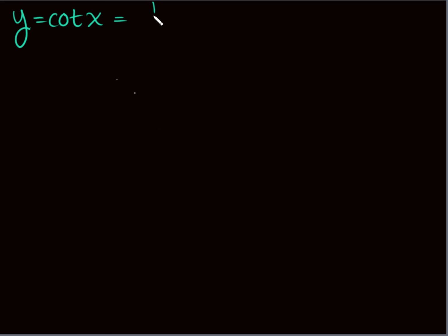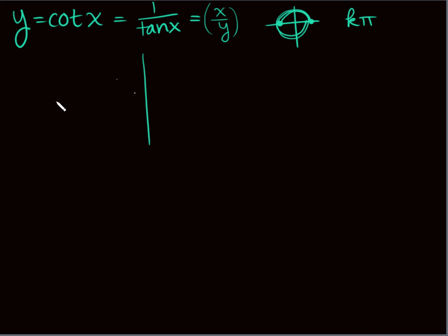So cotangent is 1 over tangent, right? And remember, tangent was y over x, so that's basically x over y, and don't let these x's and y's confuse you. I should have probably stayed with s's. But where are my asymptotes going to occur for cotangent? They are going to occur whenever y is 0, which is the x-axis, right? So basically at 0, pi, 2 pi, 3 pi, so basically at any k pi. So we're also going to see that cotangent and cosecant are friends.